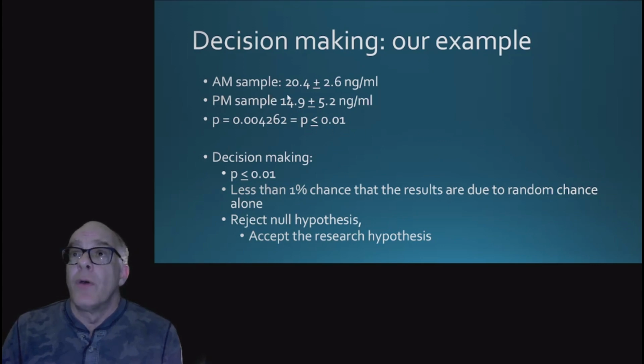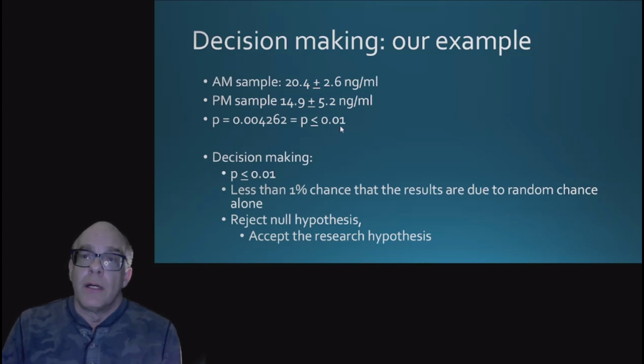So when we put all of this information together with our sample example right here, we've got our AM sample with a mean of 20.4 plus or minus 2.6 nanograms per mil. Our PM sample had a mean of 14.9 plus or minus 5.2 nanograms per mil. We had a p-value based on our two-tailed paired t-test of 0.004, and we can summarize that as saying we have a p-value less than or equal to 0.01, a little bit more significant difference between the groups than 0.05.